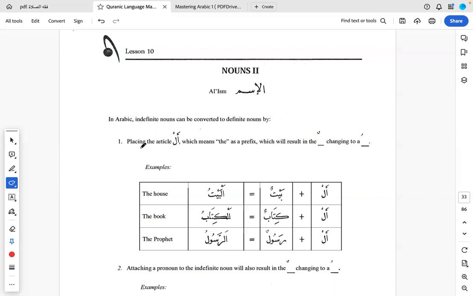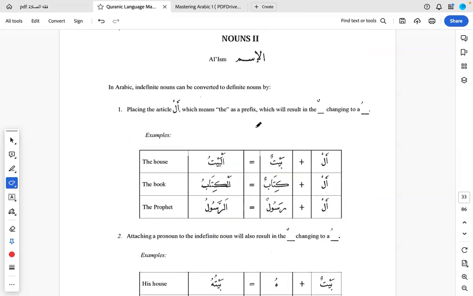The first one, as we have said, is just al. So in Arabic, indefinite nouns can be converted to definite nouns by placing the article al, which means the in English, as a prefix, which will result in the tanween, for example dhamma, changing into only one dhamma, no tanween anymore. So bait, starting bait with al, is going to be al, أو بيتٌ, adding al at the beginning, so it's going to be البيت.